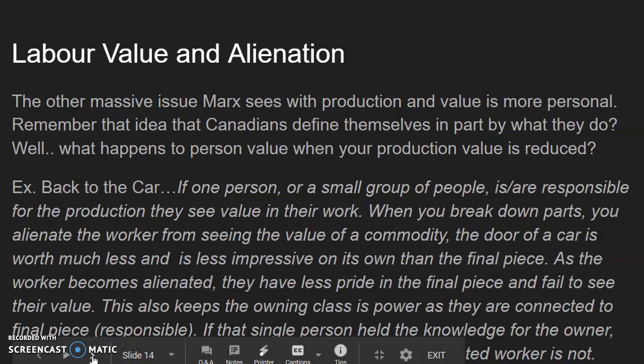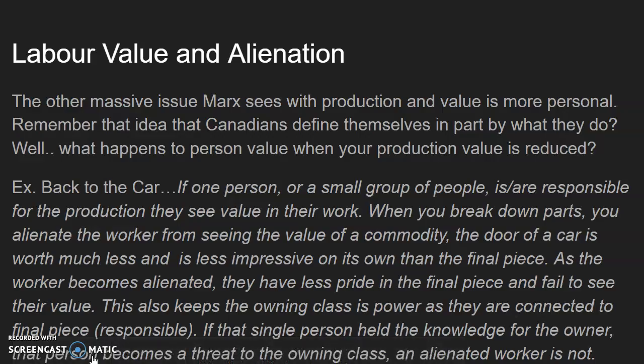The other massive issue Marx sees with production of value is more personal. It doesn't just go into actual profit margins, it goes into personal value. Again, bearing in mind that Canadians define themselves by what they do, what happens to the value of a person when your production value is then reduced? If we go back to the car, one person, one small group is responsible for production and they see value in their work. When you break down the parts, you alienate the worker from seeing the value of the commodity.